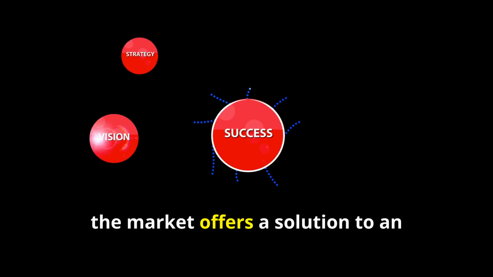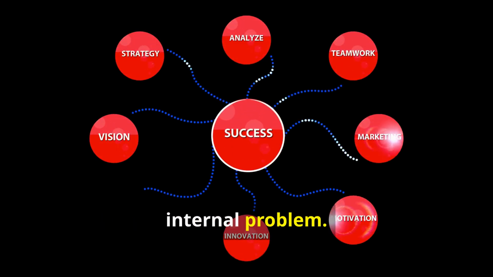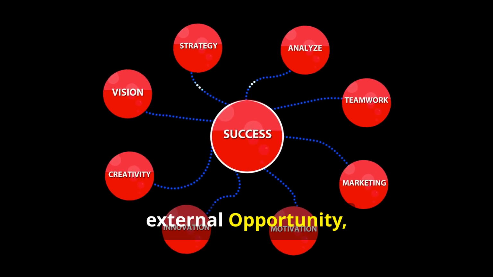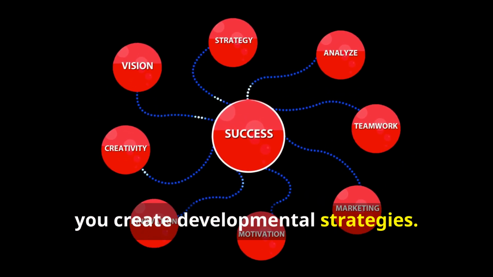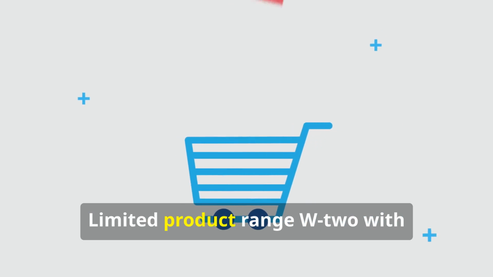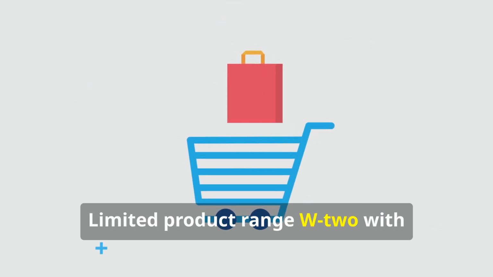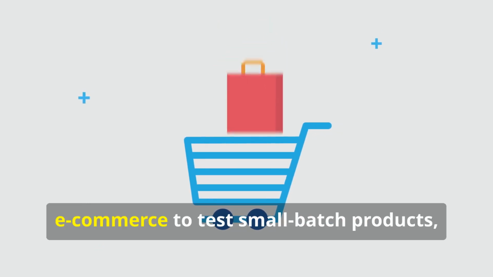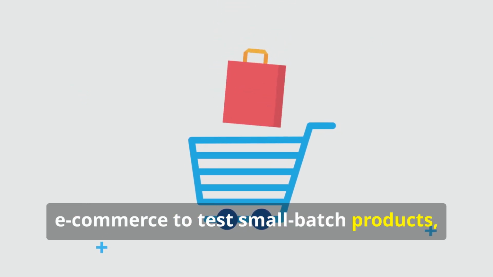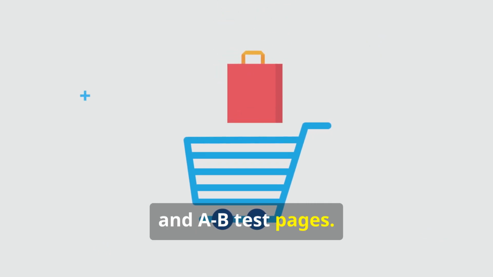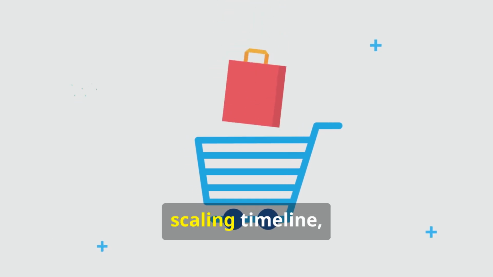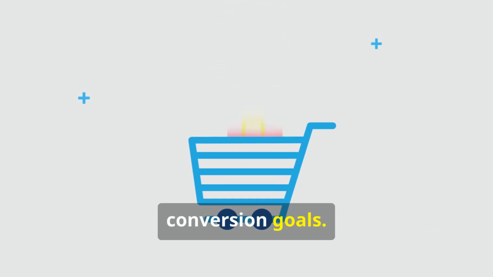Sometimes, the market offers a solution to an internal problem. By pairing an internal weakness with an external opportunity, you create developmental strategies. Limited product range, W2, with growing online market, O1: use e-commerce to test small batch products, run pre-orders, and A/B test pages. Marketing plan: product testing budget, scaling timeline, conversion goals.